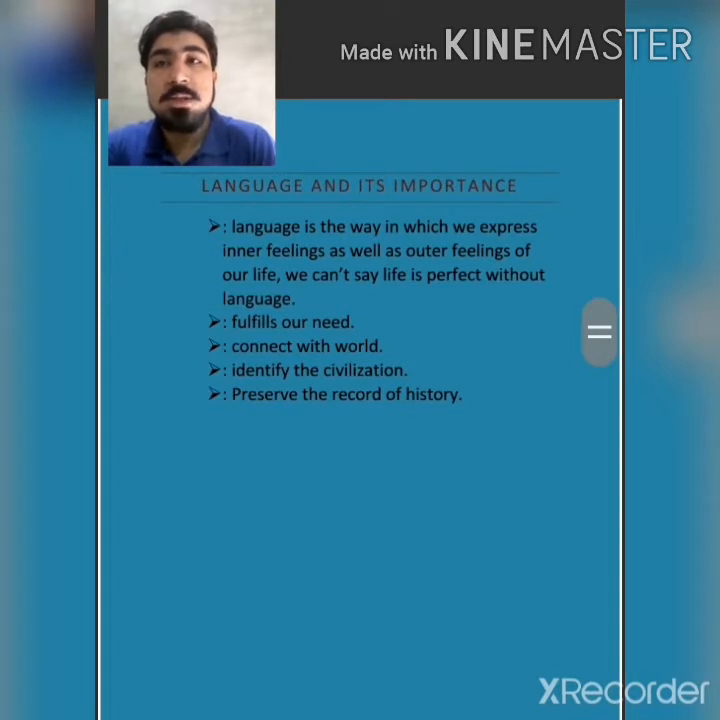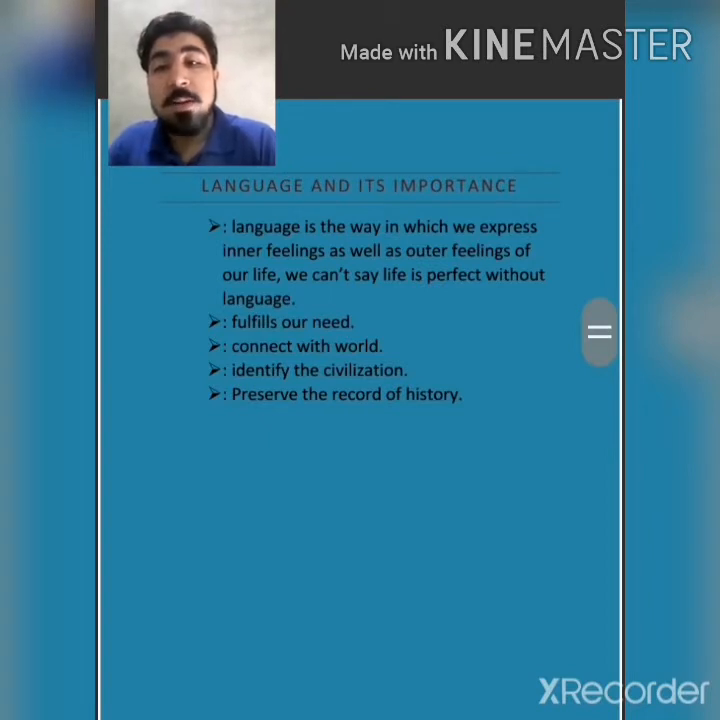Language is the tool which is used to convey the thoughts, opinions, and further the needs of our daily life. We use language in every matter, every stage of life. No one can live without language. So language is the most important factor for everyone.